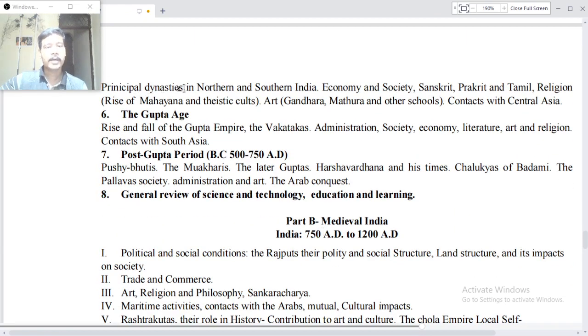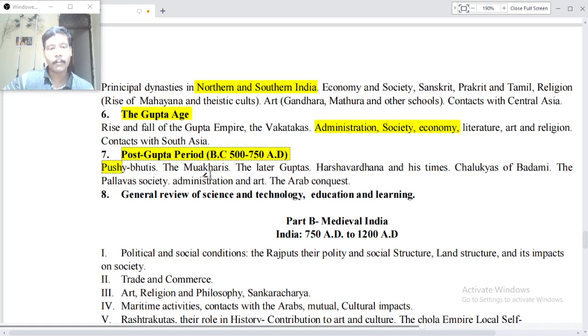The principal dynasties in northern and southern India, economy and society, Sanskrit, Prakrit and Tamil, religion, rise of Mahayana and theistic cults, art, Gandhara, Mathura and other schools, contact with Central Asia. The Gupta age: rise and the fall of the Gupta Empire, the Vakatakas and the administration, society, economy, literature, art and religion, contact with South Asia. Post-Gupta period, 500 to 750 AD.